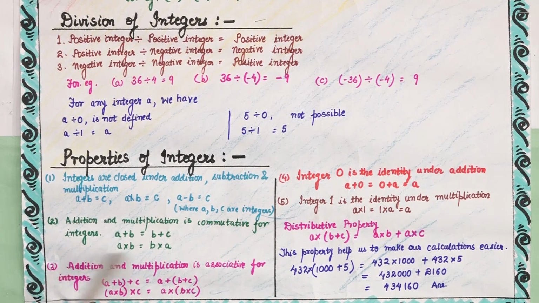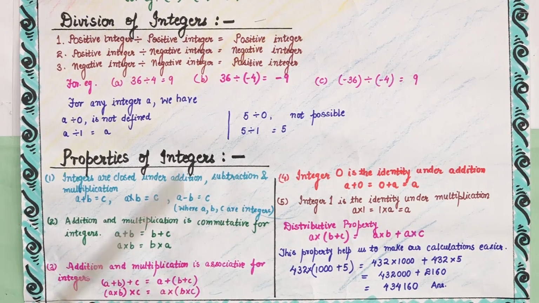The third property is the associative property. Addition and multiplication are associative for integers. That means suppose we want to add three integers, we can add them in any grouping. Or if we want to multiply three integers, we can multiply in any grouping. Our answer will be the same.